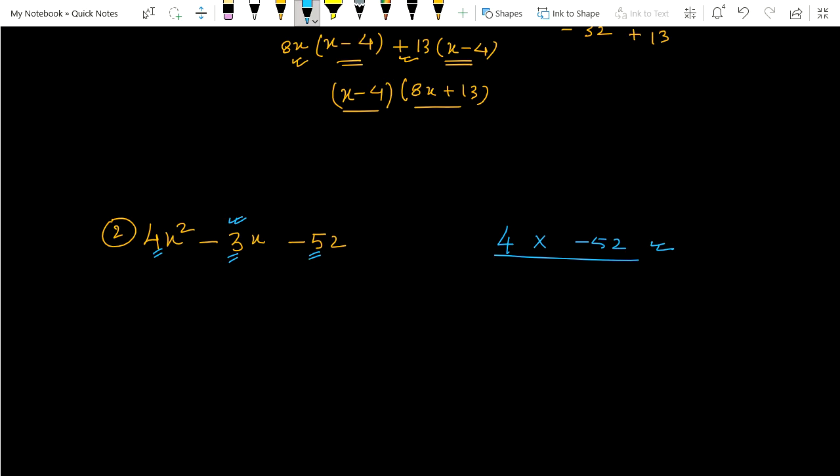So we will proceed with the same method. We are going to divide this 52 by 2 and multiply this 4 by 2. So actually we are merging the factors from here and there.